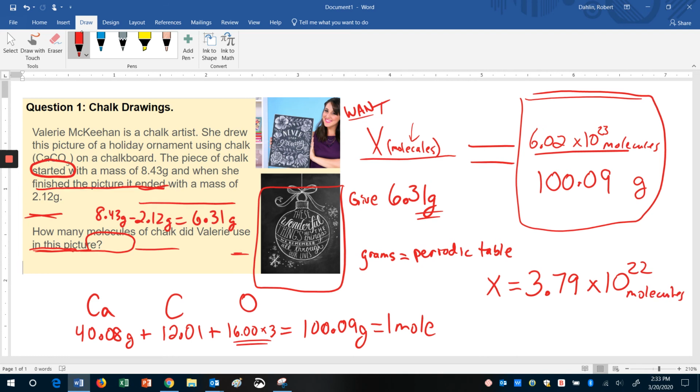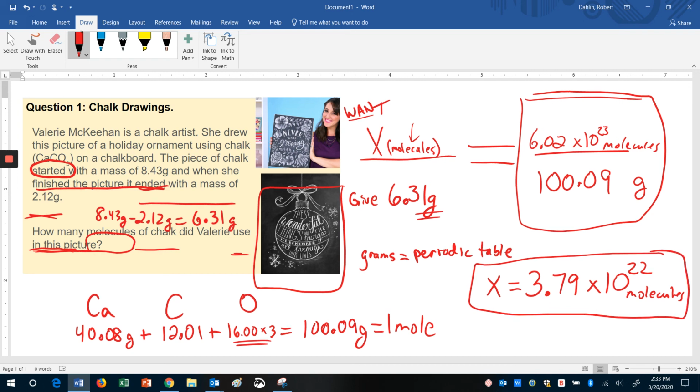Now, double check, look back. Does that number make sense? Well, 6.31 is smaller than 100.09. And this number here, which would go on top over here, remember, that has a smaller power of 10 than 10 to the 23, which means it's also a smaller number. So that actually makes sense. That probably tells me I did my math right. So looking at that, check your answer, see if you got it. If not, go back, look at it, figure out what you got wrong.